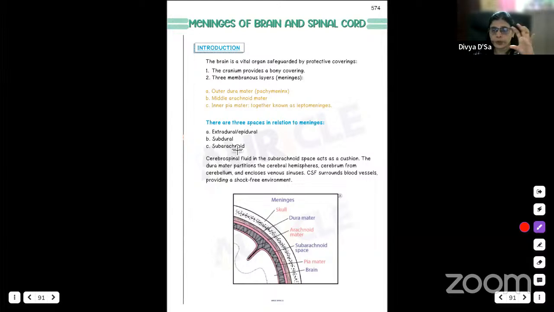So you should know what each of these spaces will have. Cerebrospinal fluid mainly is present in the subarachnoid space. This cerebrospinal fluid acts like a cushion. And the dura mater in the cranial cavity, you have to remember, has two layers, the endosteal layer and the meningeal layer. Between this endosteal and the meningeal layer, the venous sinuses are present.